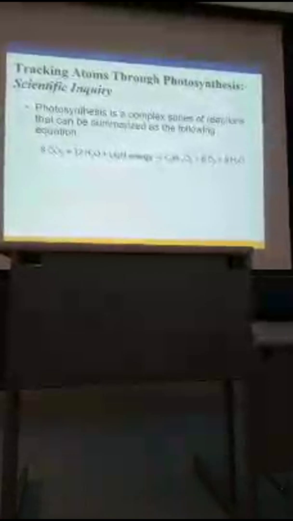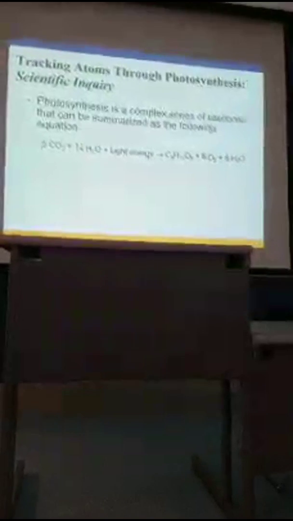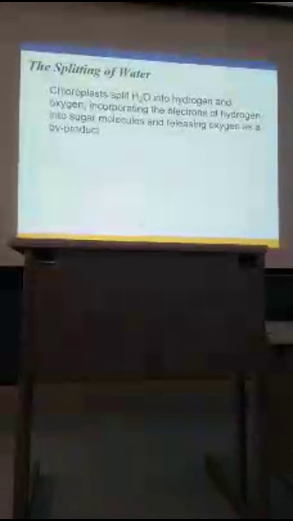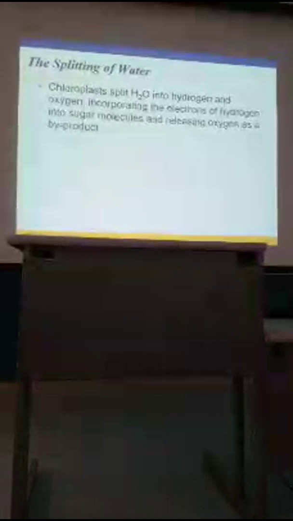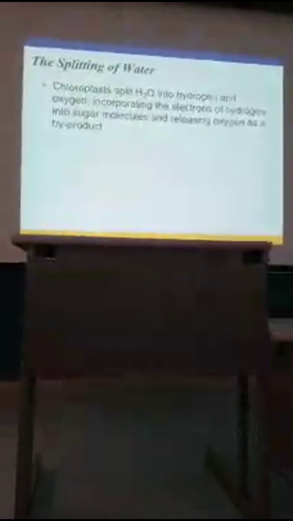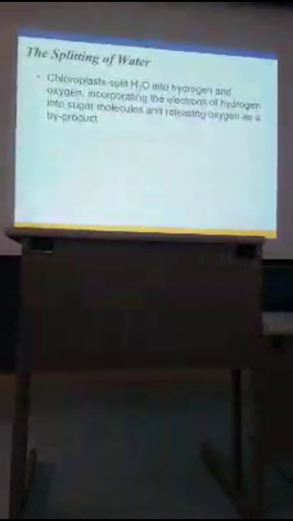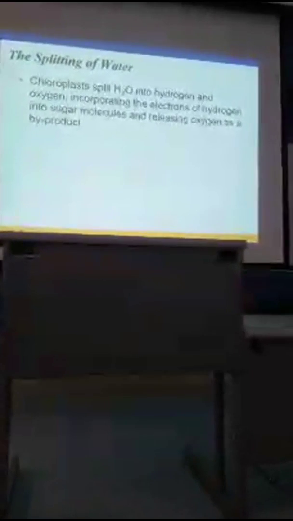The only difference between that and cellular respiration is just flip what's on the left side of the arrow to the right side and the right to the left, and you've got the same formula. There's no difference. This is very important. Chloroplasts split a water molecule into the hydrogen and oxygen. It uses the hydrogen for the sugar and releases the oxygen as a byproduct that goes off into the atmosphere, which is what we breathe.